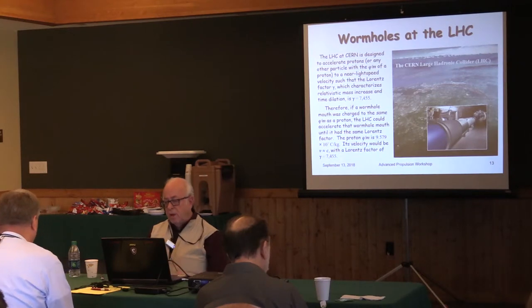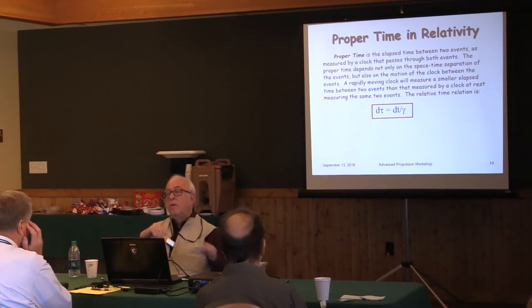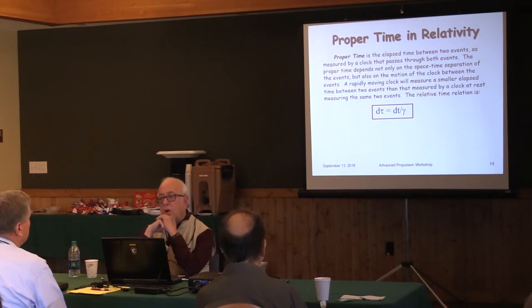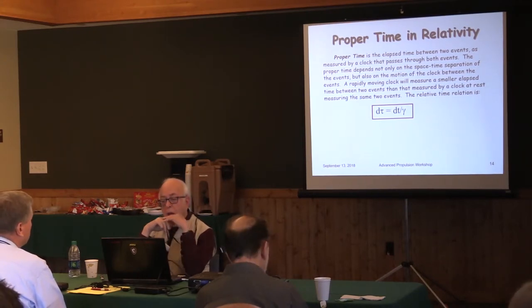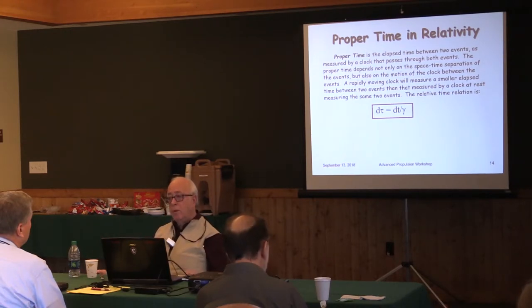That will be their Lorentz velocity. Now, what does that mean in terms of the wormhole itself? Well, there's a quantity in relativity called proper time. And proper time is basically, if you go from this point to that point, you want to know how much time it takes, you simply take a clock with you and you walk from point A to point B with your clock and see what the time reading is.